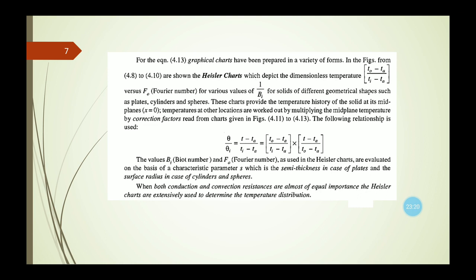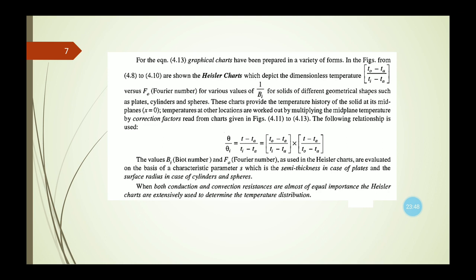Now the values of the Biot number and Fourier number are used in the Heisler charts. These are evaluated on the basis of a characteristic parameter S, which is the semi-thickness in case of plates and the surface radius in case of cylinders and spheres. Now when both conduction and convection resistances are almost of equal importance, the Heisler charts are extensively used to determine the temperature distribution.